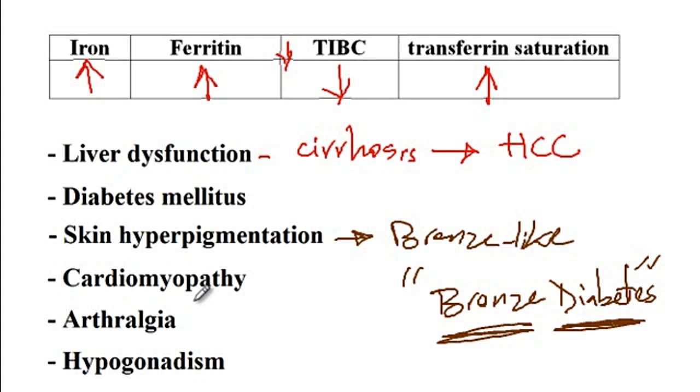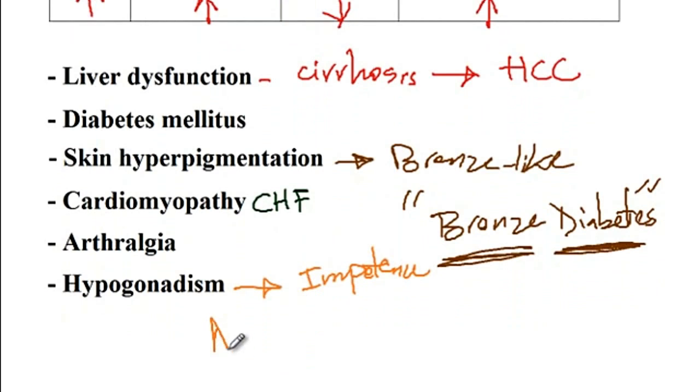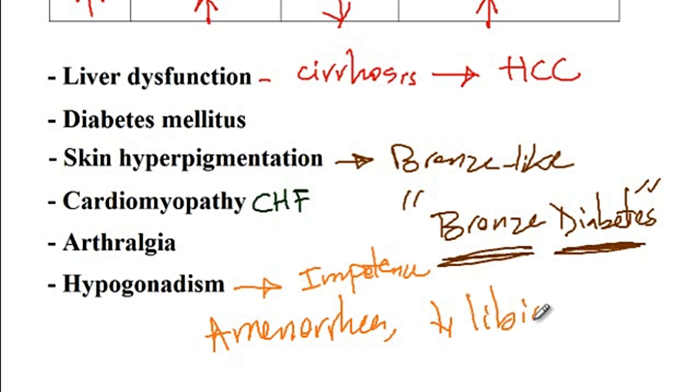Other features of this disorder include cardiomyopathy, like for instance congestive heart failure or arrhythmias. These patients can also develop arthralgias. And then finally hypogonadism, as a consequence of which there would be impotence, amenorrhea in females, as well as decreased libido.